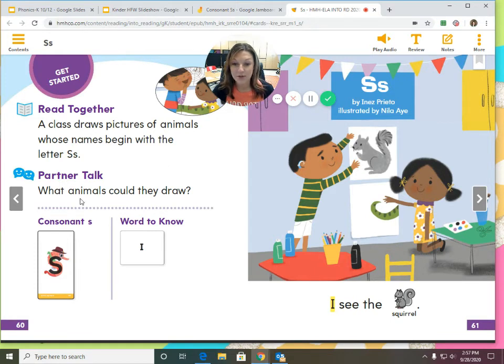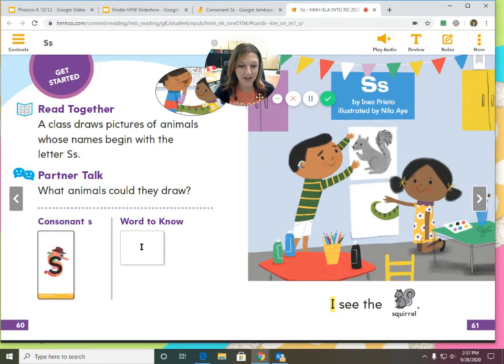So what animals could they draw? Think in your brain, what are some animals that make the sound S at the beginning of their word? So thinking about the consonant S today as we read, and then look at our word to know, we're going to be seeing the word I in our story today.